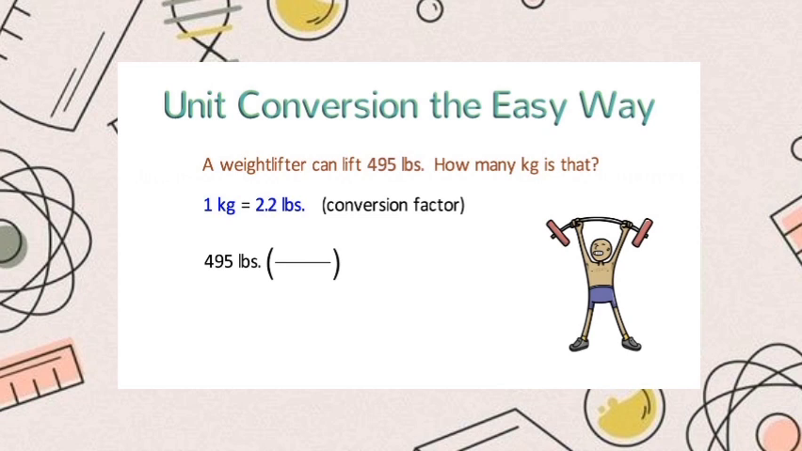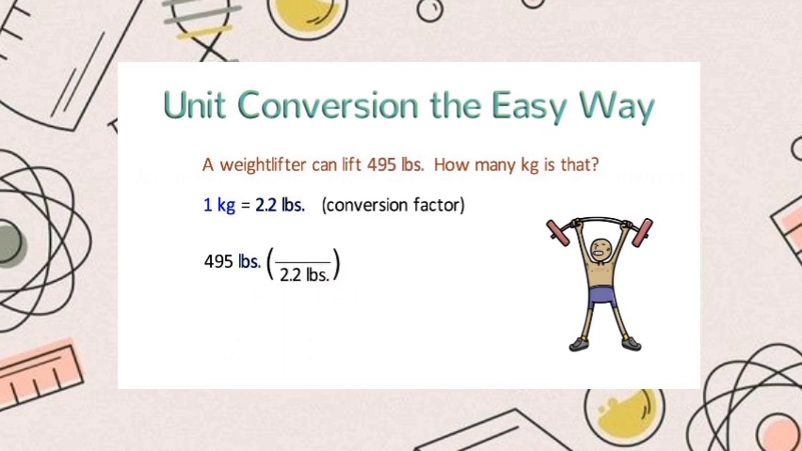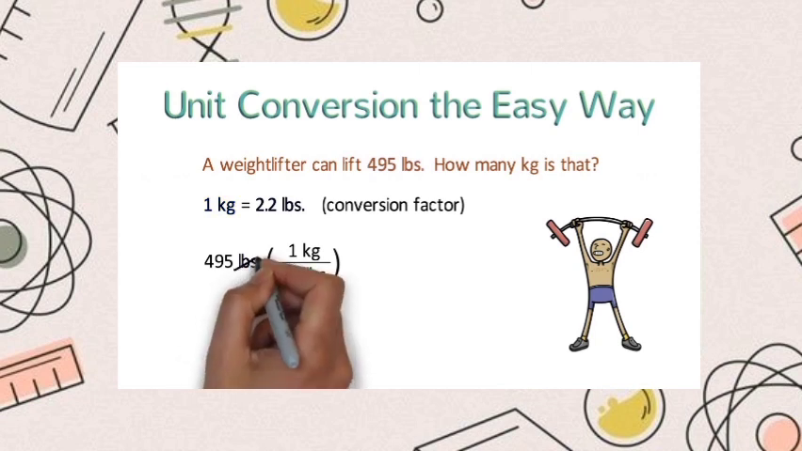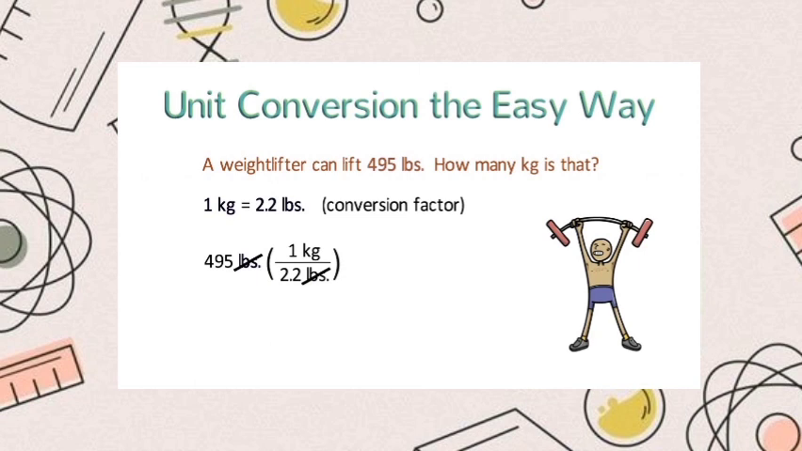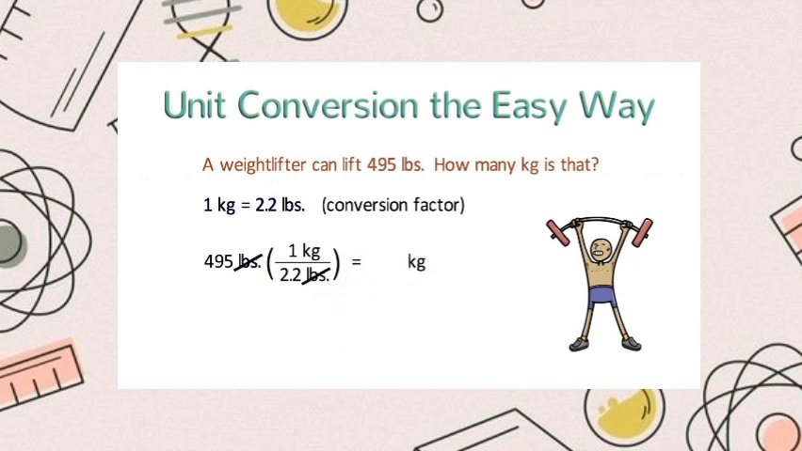The quantity we are starting out with has the units of pounds, so we take 2.2 pounds from the conversion factor and write it on the bottom. Next, because we want to end up with kilograms, we take 1 kilogram from the conversion factor and write it on the top of the fraction. Notice that the pounds that we started out with cancel out with the pounds on the bottom, and the units that we have left on the top are kilograms, which is exactly what we want to convert to.